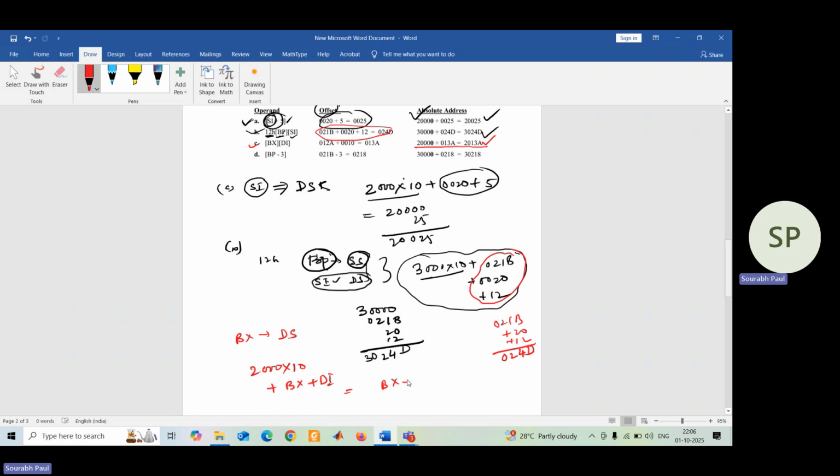That is the BX plus DI part. So BX is given as 012 in this question, and DI is given as 0010. You do the addition, you will get that result. Now what about the fourth part?